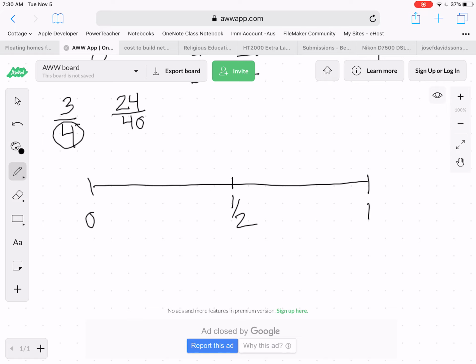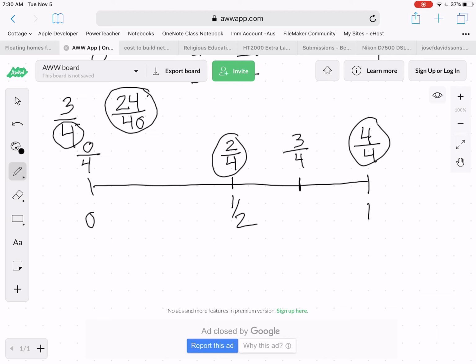So I'm going to go over to 1, and I'm going to say, well, if they have one whole chocolate bar, they've got 4 out of the 4 pieces. If they have none of the pieces in the chocolate bar, they have 0 out of the 4. And if they have half the chocolate bar, well, they'd have 2 out of the 4 pieces. So now, where would 3 out of 4 fit? Well, here's 2 out of 4. Here's 4 out of 4. So 3 out of 4 would fit right in the middle of that. So that's 3/4. Now I want to put 24/40 on this same number line.